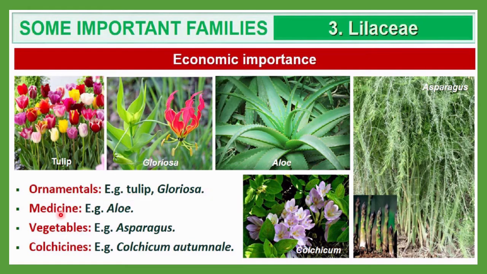For medicinal purposes you know very well aloe vera, which is kept in some houses also. Aloe vera is also a member of the Liliaceae family. Vegetable: asparagus. Then colchicine, which is used in the laboratories, from Colchicum autumnale, the scientific name for colchicum. You must remember all this economic importance. This may also be asked for 2 marks in the board examination.